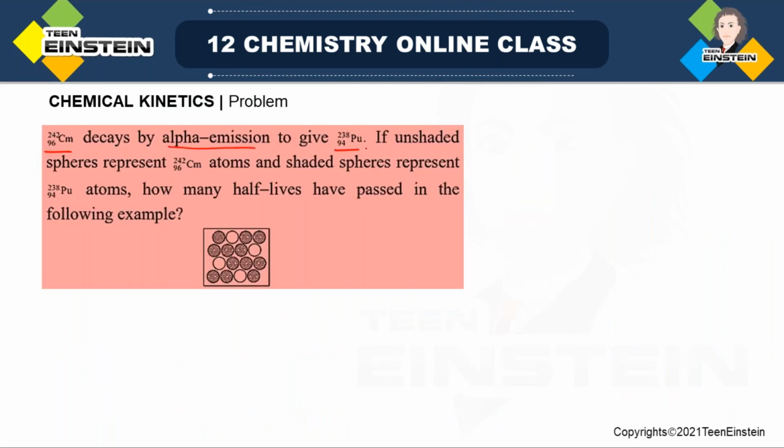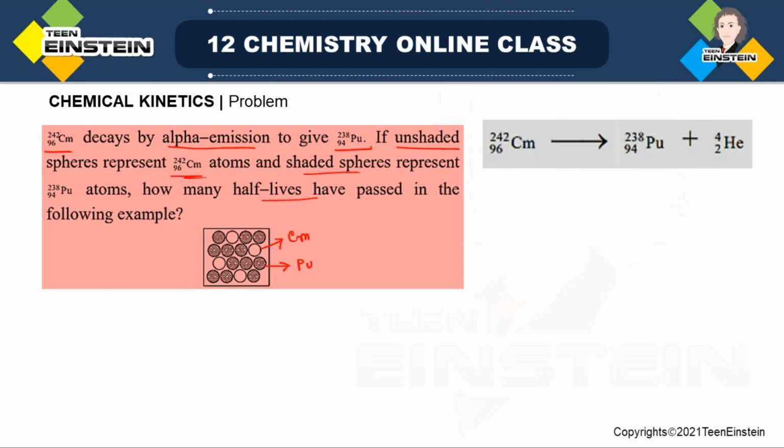And the final species that we are getting is Pu. Now in this picture, the unshaded sphere represents Cm. That means this is Cm, unshaded. The shaded sphere is Pu. Okay. The question is, how many half-lives have passed in the following example? That means here we have to consider this reaction.